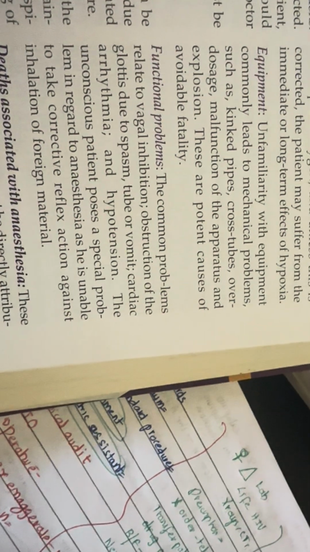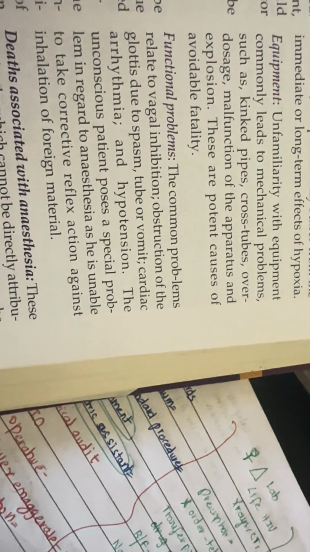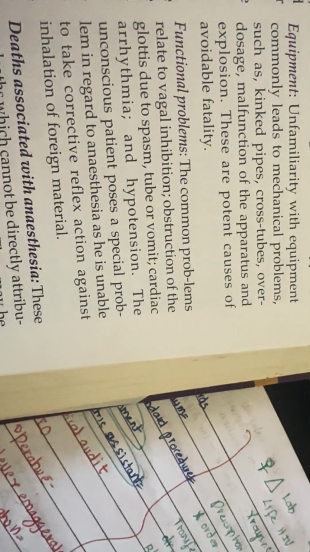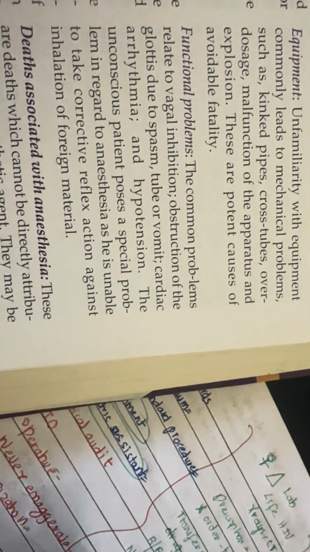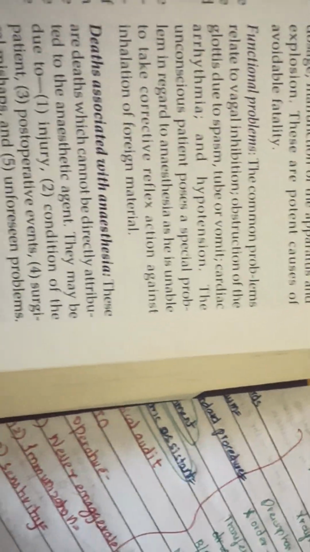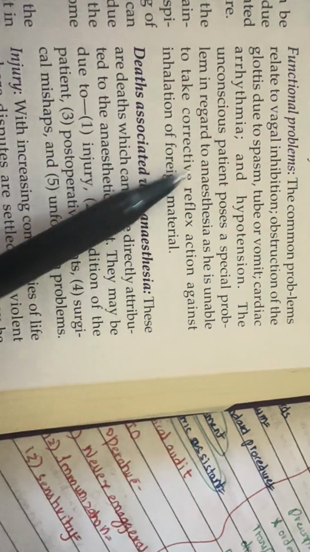Functional problems. The common problems are related to vagal inhibition, obstruction of the glottis due to spasm, tube or vomit, cardiac arrhythmia, and hypotension. An unconscious patient poses a special problem in regard to anesthesia, as he is unable to take corrective reflex action against inhalation of foreign material.